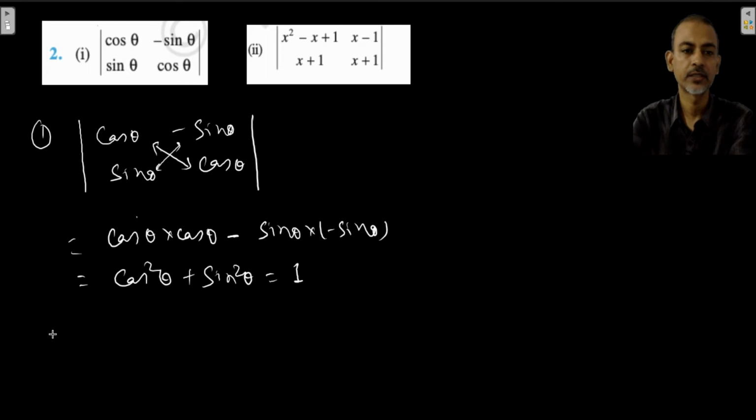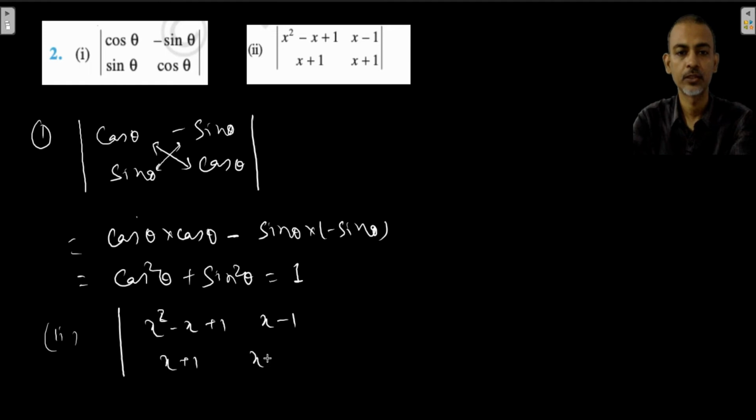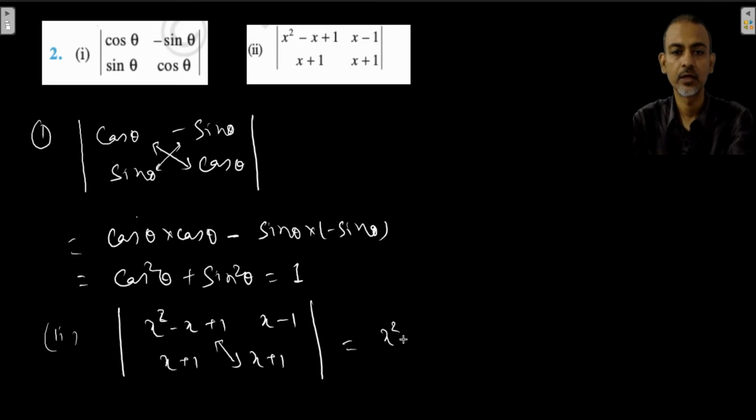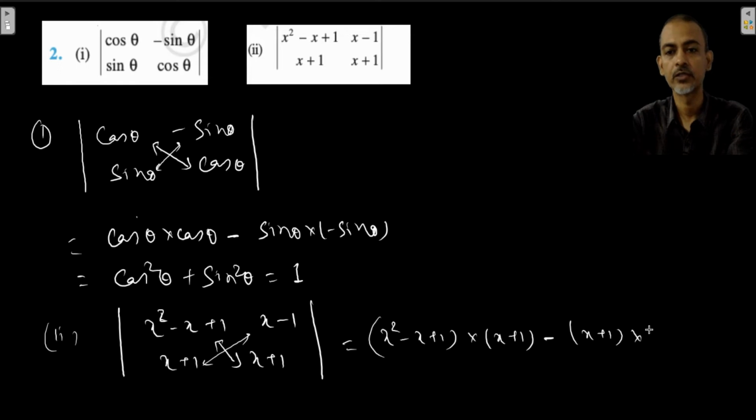Now coming to the second problem. The second problem has x square minus x plus 1 and x minus 1, x plus 1, x plus 1. So we have to evaluate again. First we will multiply these two terms, so we will get x square minus x plus 1 into x plus 1, and then we have to subtract the product of these two, so x plus 1 into x minus 1.